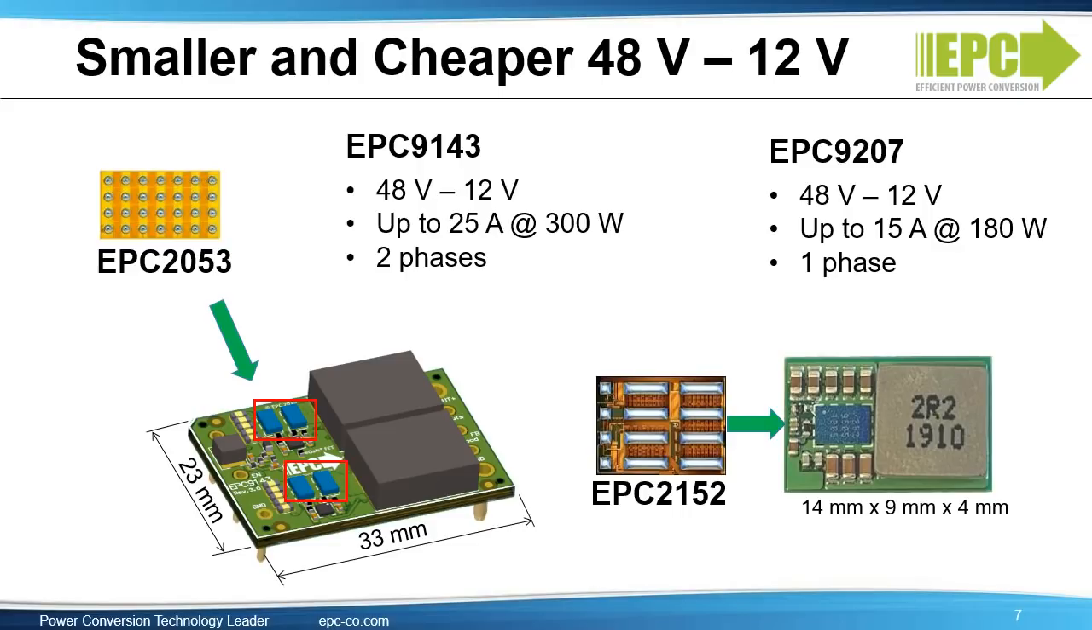This slide proves it by showing on the left a 300-watt converter in a 1/16 brick size featuring our EPC2053 eGaN FETs in a 2-phase configuration, and on the right a 180-watt converter in a very small size, 14 millimeters by 9 millimeters, featuring our integrated power stage. Efficiency for both solutions is around 97%.